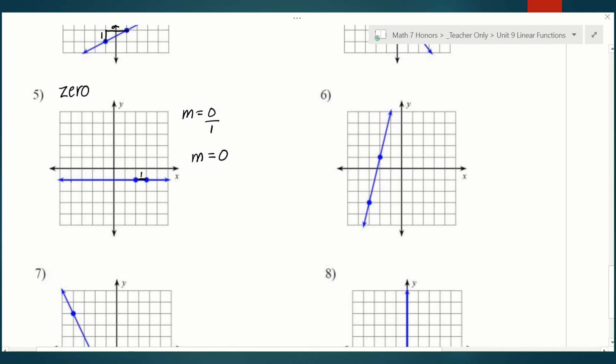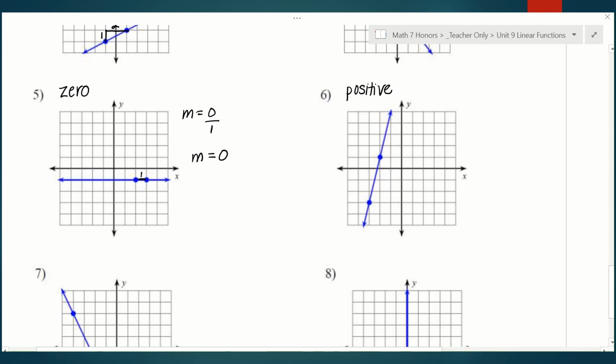Okay, so again, I could have picked like these points here. My rise would have been 0, but my run, 1, 2, 3, would have been 4, and 0 over 4 is still 0. Okay, so it's enough to know, or just to write m equals 0, but that's the mathematical reason behind it. All right, number 6, we have a positive slope.